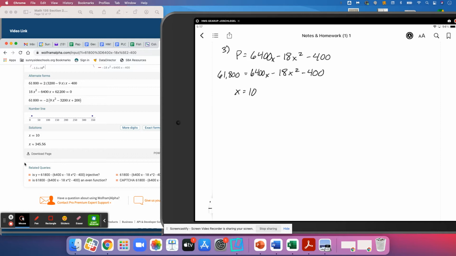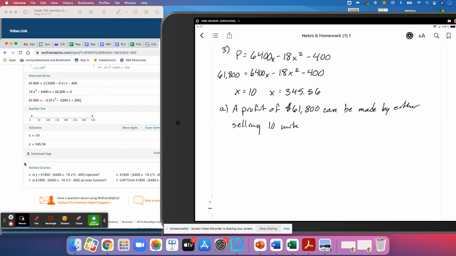We get x equals 10, or x equals 345.56. So a profit of 61,800 can be made by either selling 10 units or by selling 345.56 units.